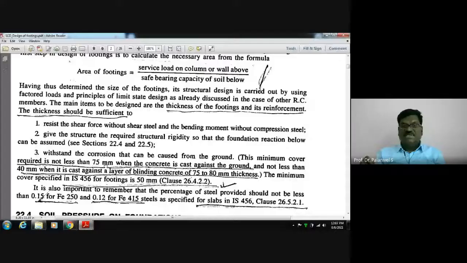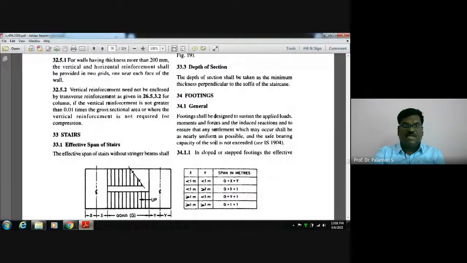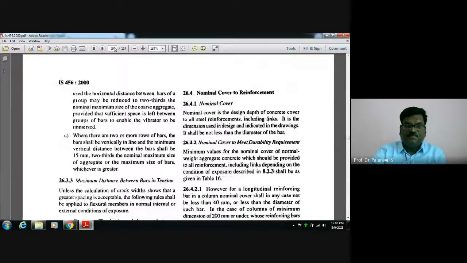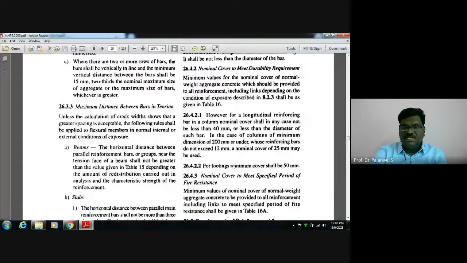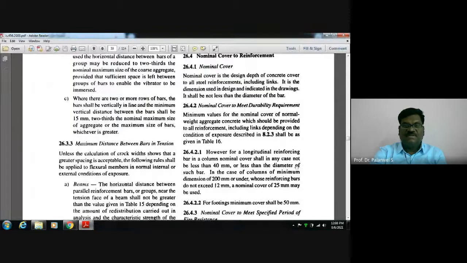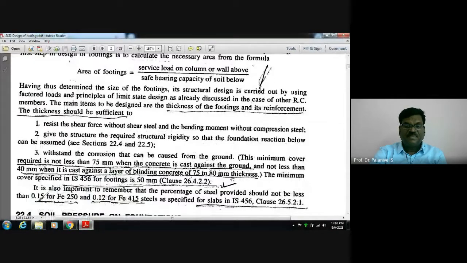Minimum cover, clause 26.4.2.2, is a small provision in the IS code. It is available on page number 59. On page number 76 these footings are there, and on page number 59 you can see that provision. Nominal cover to reinforcement, some general discussion is there. For footings, the minimum cover shall be 50 mm. That's what is mentioned here in this textbook.